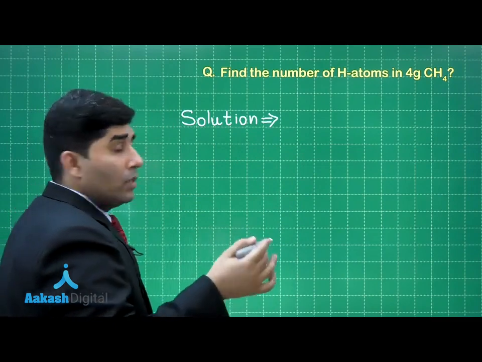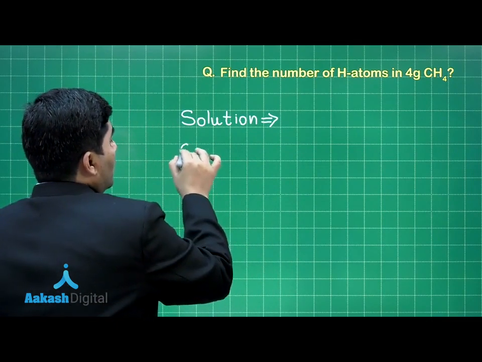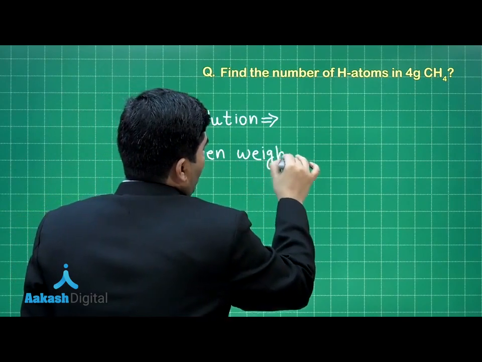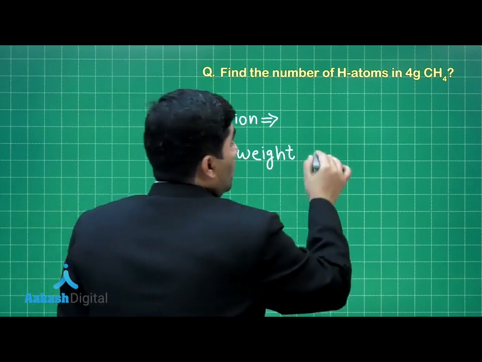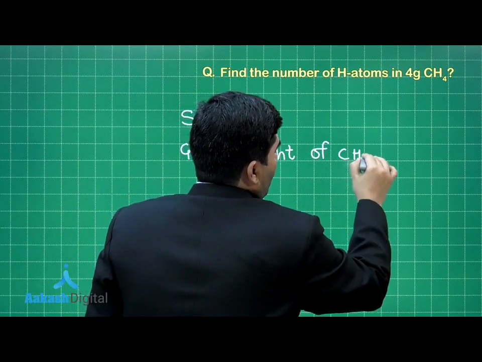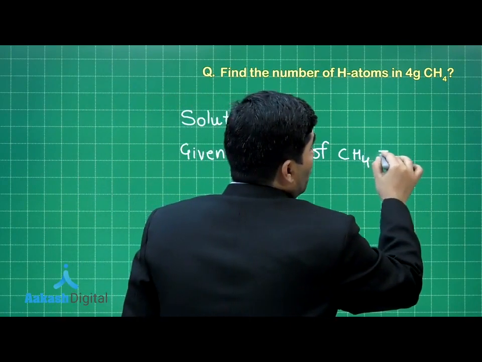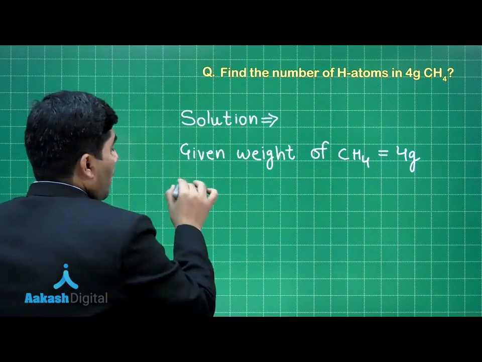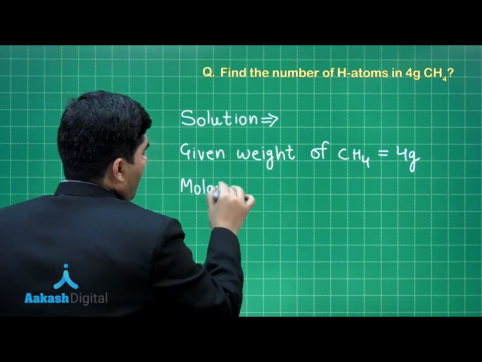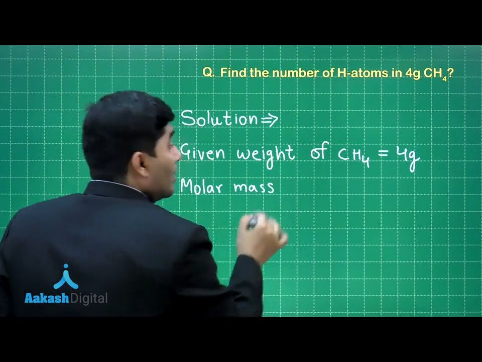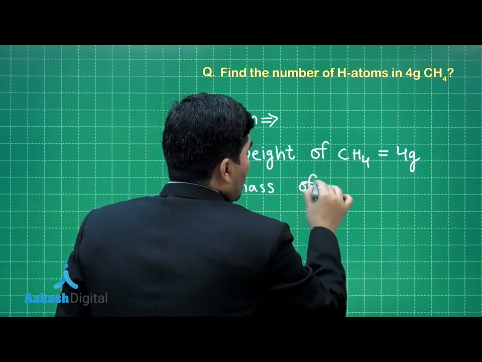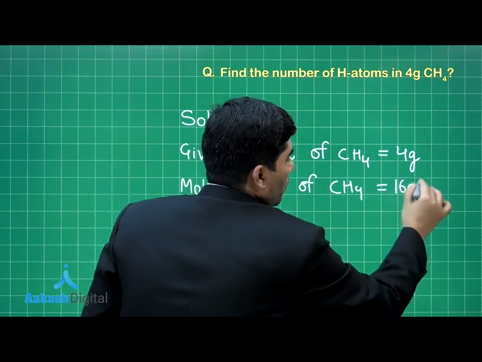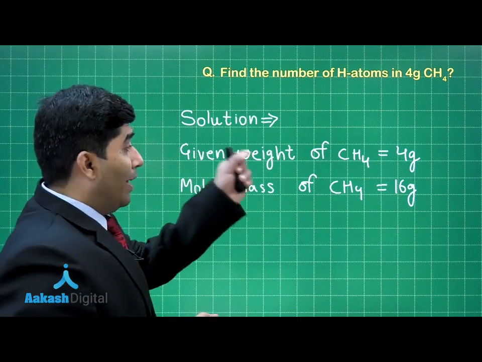Now we have to find out the number of moles. For the number of moles, we need the given weight of methane, that is given as 4 grams, and the molar mass of methane is equal to 16 grams. Now, we have the given weight, we have the molar mass.